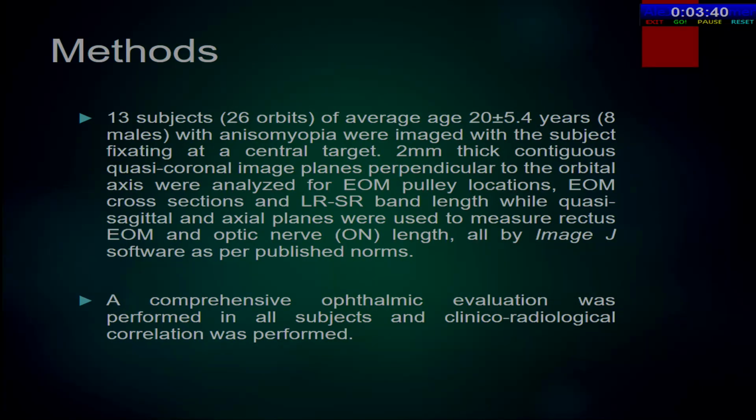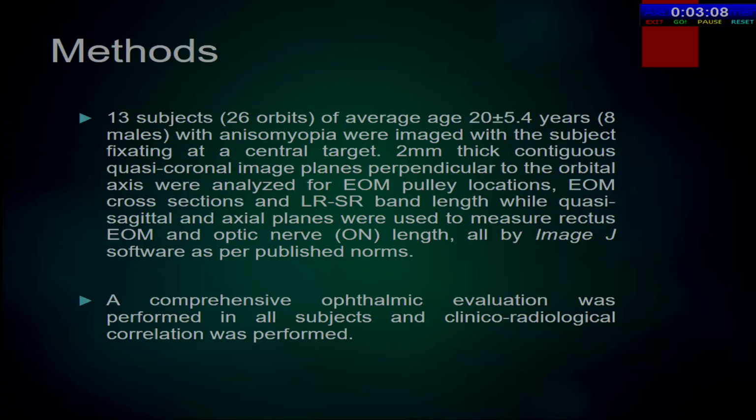We analyzed 13 subjects of average age about 20 with anisomyopia, with the subject fixating at the center target. 2 mm thick contiguous quasi-coronal image planes were used and analyzed for extraocular muscle pulley locations, cross-section and LR-SR band length, while quasi-sagittal and axial planes were used to measure rectus EOM and optic nerve length, all by ImageJ software as per the published norms.